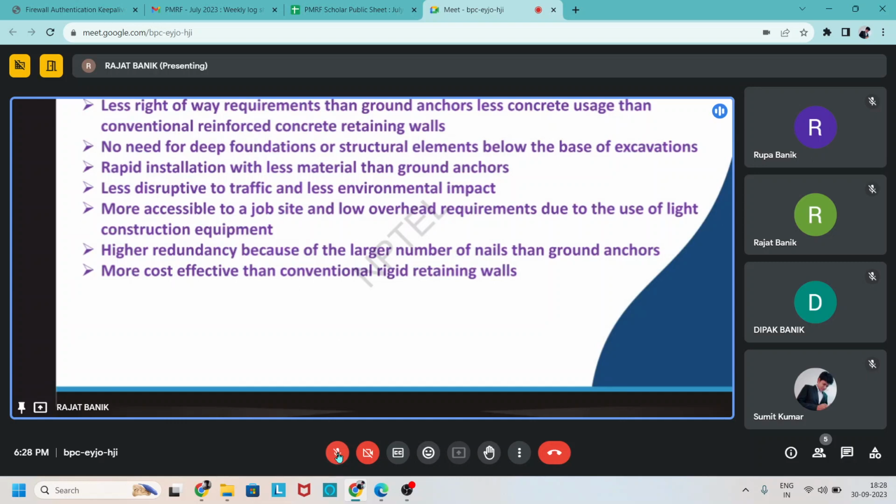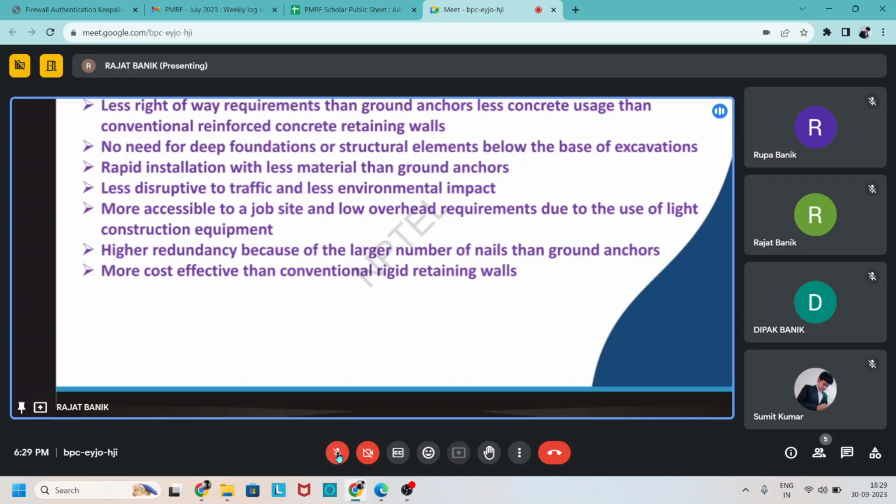The higher redundancy means the stability also becomes higher. Then, it is more cost effective than the conventional rigid retaining wall. If you see the retaining wall, before construction, first we stabilize the slope on a permanent basis. Then we construct our retaining wall, and it is a very heavy or massive structure. So this may require a large amount of money.